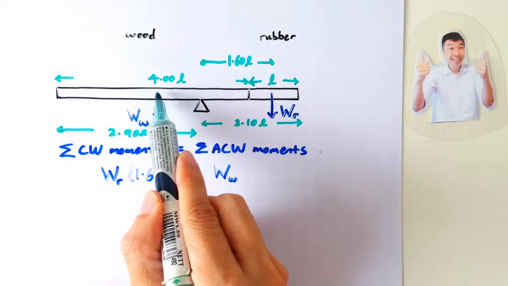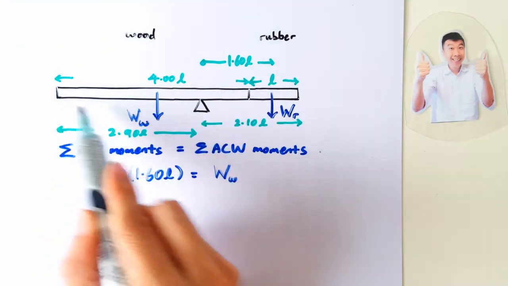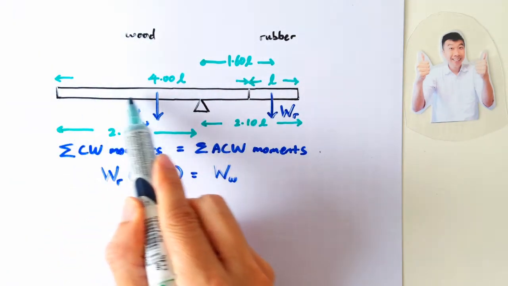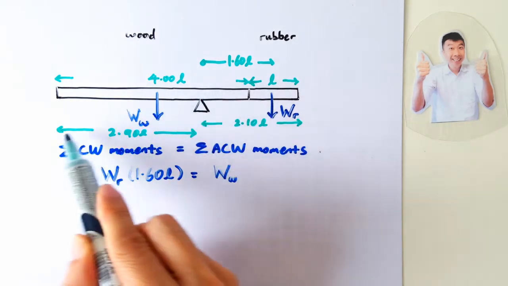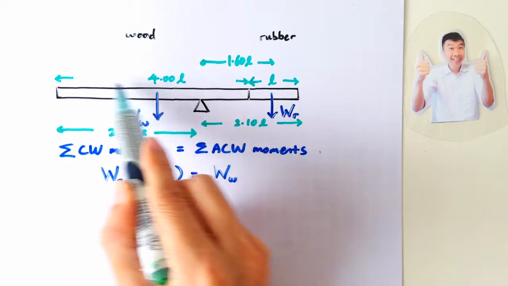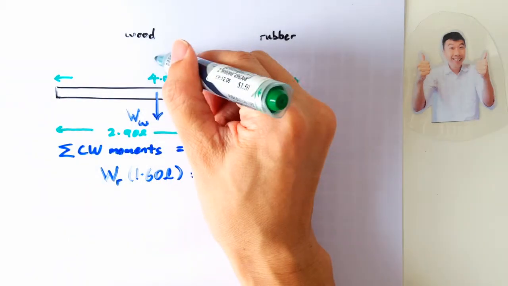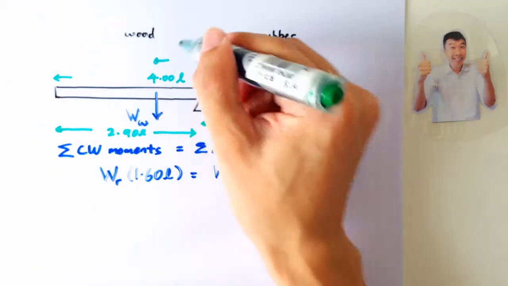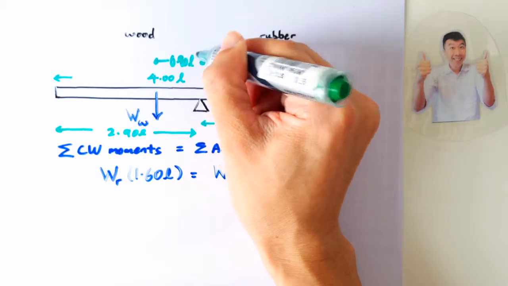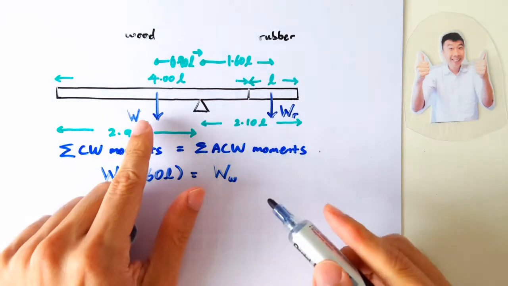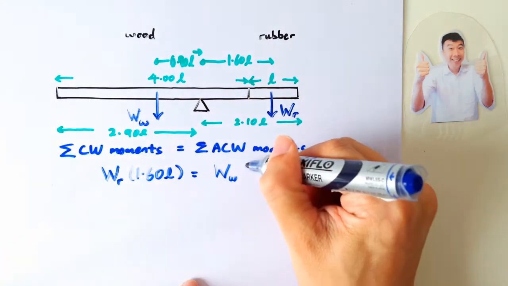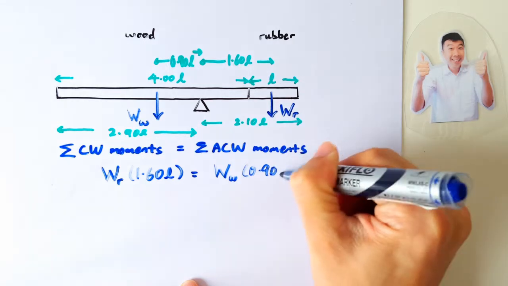Again, the CG is at the CG, right? So it's 2L from here to here, which means from here to here is 2.9 minus 2, that's 0.9 L. So this is going to be the weight of the wooden section multiplied by 0.90 L.